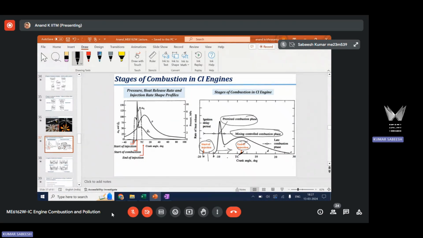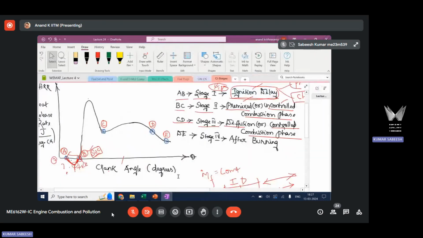Since you already have the premix phase happening in the engine cylinder, during the diffusion phase combustion the pressure and temperature in the cylinder will be high. So vaporization is not a problem here, because you already have higher pressure and temperature due to the heat release in the premix phase. The fuel injected during this period will immediately vaporize, because you already have sufficient pressure and temperature for vaporization in the cylinder.